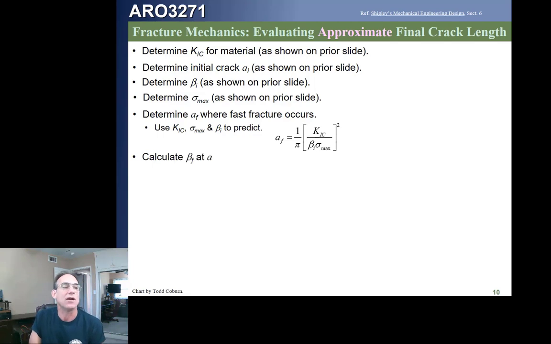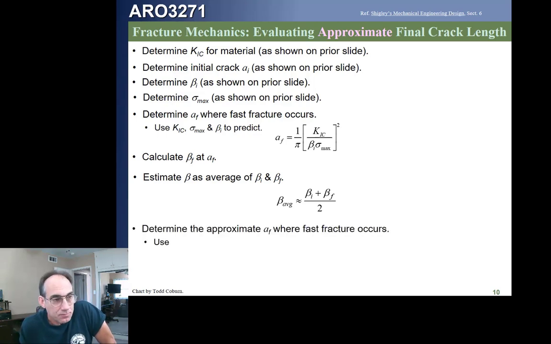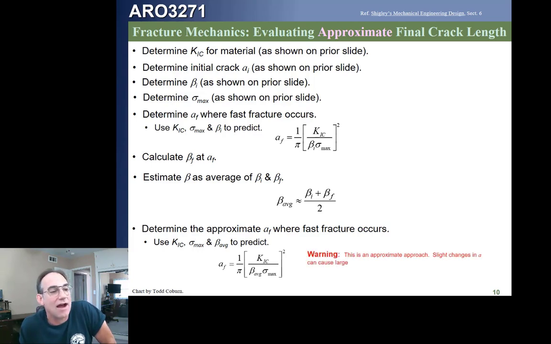Then we're going to go and recalculate the beta at that value. That's our final beta. Now in this case, this is the approximate method, so we're not going to try and get it perfectly right. What we're going to do is use this final beta associated with that approximate final crack length. We're going to use the initial beta, and estimate the actual beta as the average of those two in this manner. Once we have that, we then can evaluate fast fracture by taking this. We've got our K1C, we've got our average beta, and our maximum stress level.